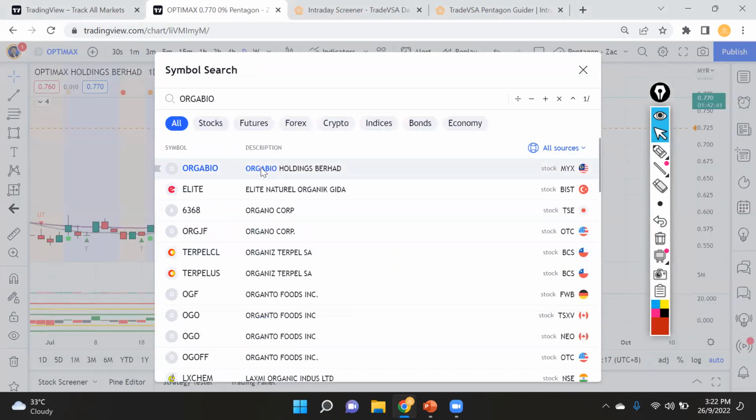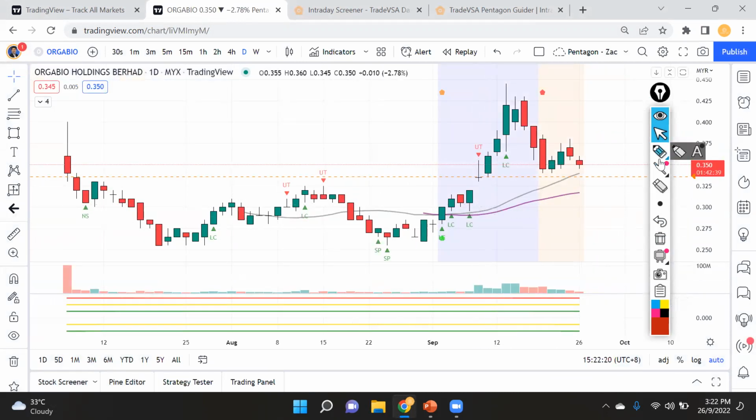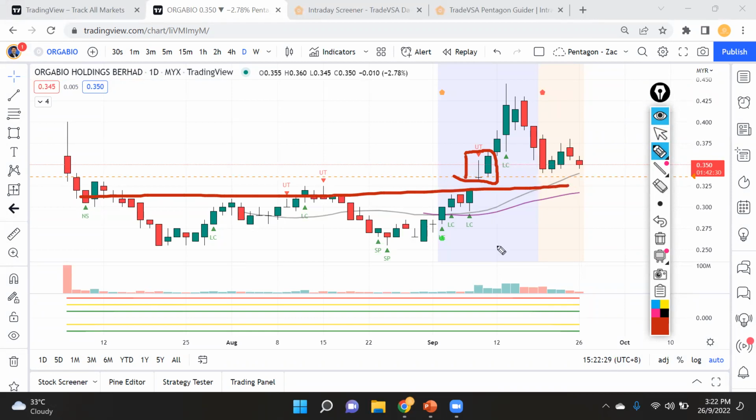Now I think these counters also have it. Olga Bio, yes, Olga Bio. This one also has it. So here, notice after the gap up UT, it breaks the resistance. At the same time, despite profit takings, the price is holding on the UT. Now this Olga Bio, actually I wanted to enter after here. Because after a UT usually the price will go sideways for a while, but this counter came with very strong momentum. It went up 3 days in a row. But seems like now it's coming back to retest this area.